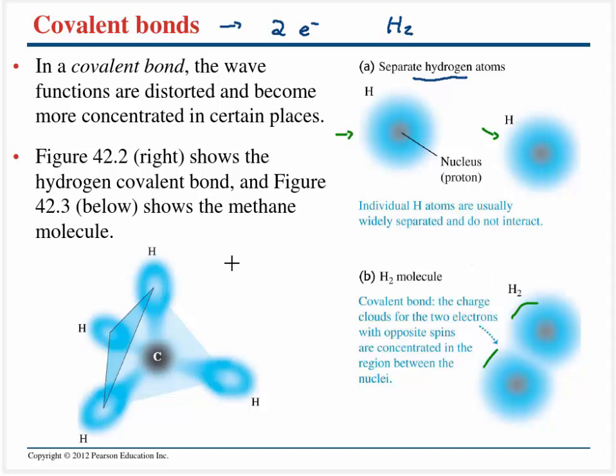You can see this distortion of the wave function even more if we were to look at something like methane, which is CH4, and this guy's pictured right down there. You can see that the wave function, or the probability distribution of this guy, comes out kind of egg-shaped, and there's not a whole lot of probability of finding it here, here, here, and here.